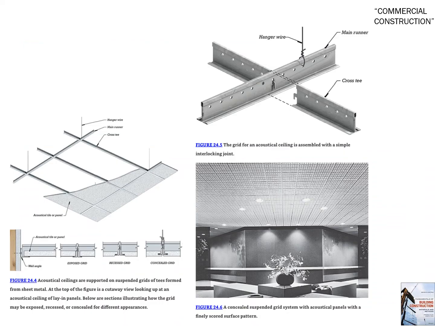Now ceilings, we'll take a look at ceilings and floors here. This is commercial construction, ceiling grid, drop ceiling, which creates a plenum space above so you can run your mechanical and electrical equipment above. It's very convenient in commercial construction.